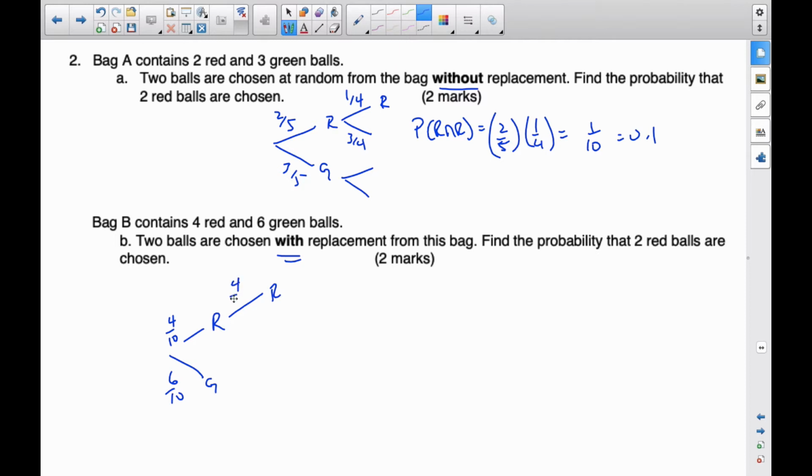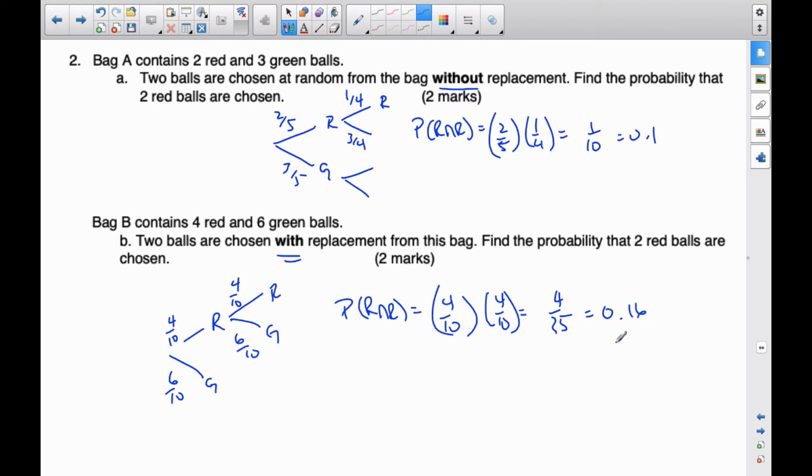is again 4 out of 10 because I put it back in, and this is going to be 6 out of 10 for green. And again, I'm only looking for the probability of a red and a red, which will be 4/10 times 4/10, which, if I do that, ends up being 4/25, which is 0.16. Okay, these two are fairly straightforward.